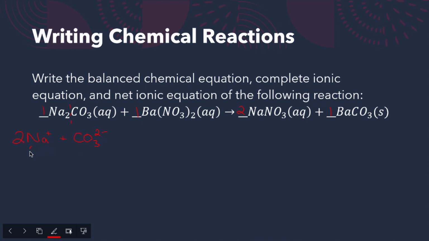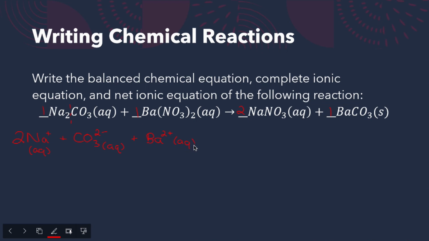Yep, and I forgot to put the states of matter over here. So both of these are aqueous, and because they're aqueous, we're breaking them up into their respective ions. Now let's look at this one. So this is also aqueous, so we can break it up, and we have 1 barium cation due to this coefficient, and we're going to write 1 barium cation, and the charge of barium is 2+.